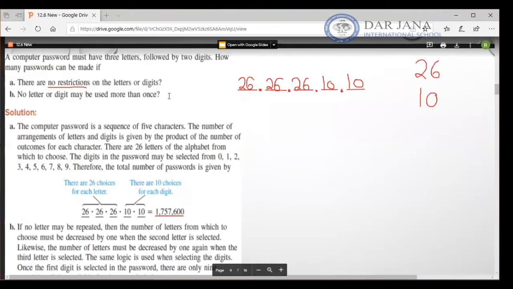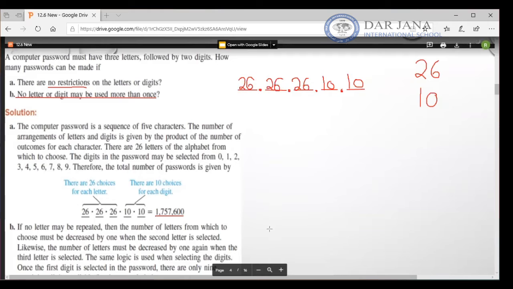Now for the second one, what did they say? No letter or digit may be used more than once. So here, this is a good one. I'm going to underline it, so you're going to pay attention to it. No letters or digits are used more than once. What does it mean? It means that the letter that you put in the first place, you can't put in the second. So my options are decreased by 1. Same thing here. The letter that you put here, you can't put in the third. So again, it's decreased by 1.